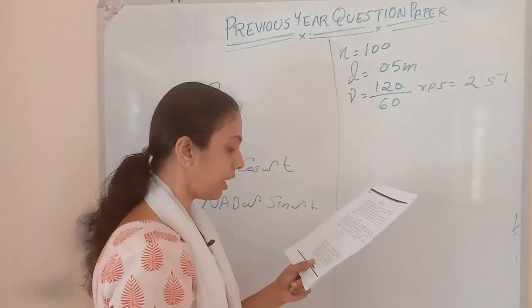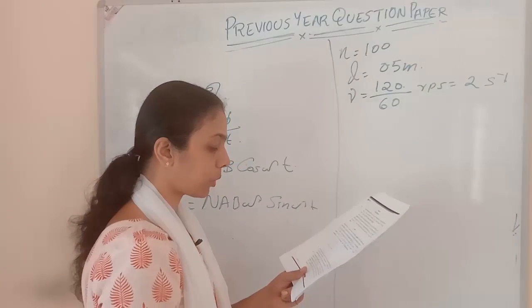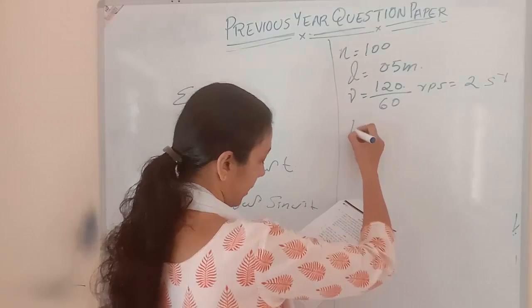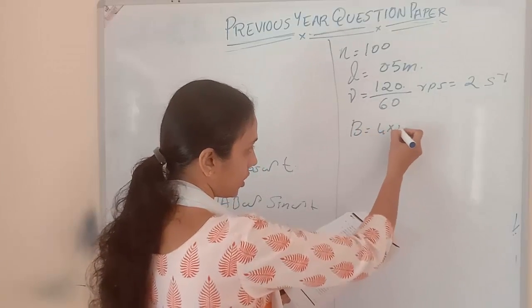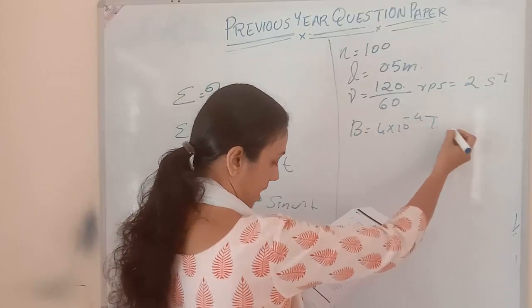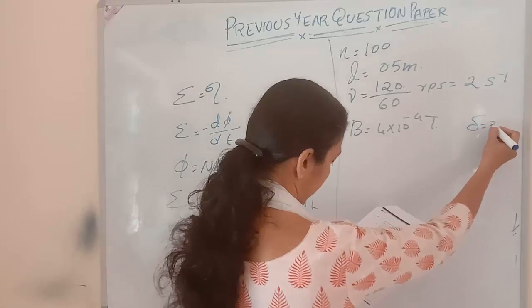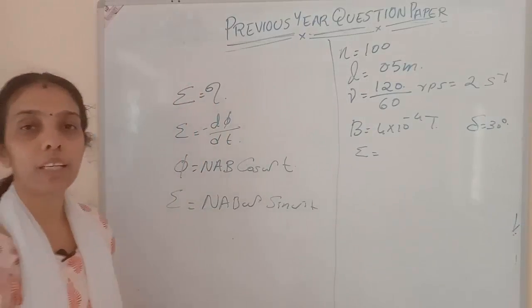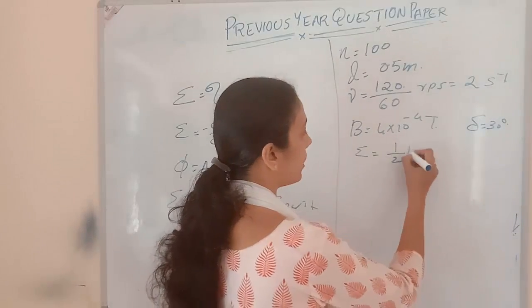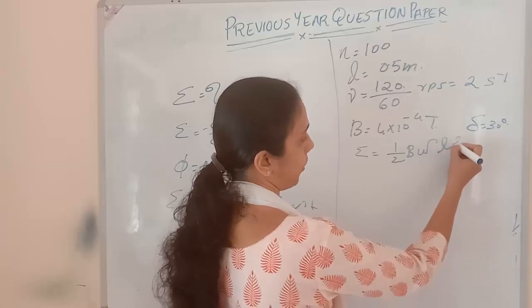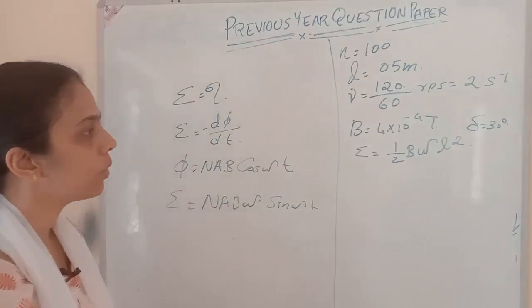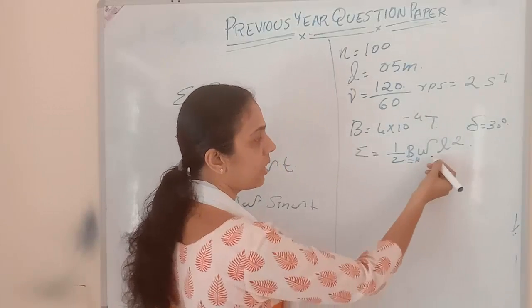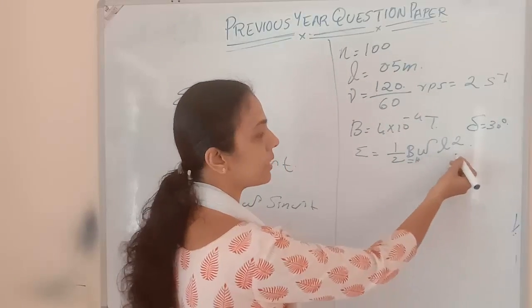Okay, then in a plane normal to the horizontal component of Earth's magnetic field, the resultant magnetic field is given as B equals 4 into 10 to the power minus 4 Tesla and angle of dip delta equals 30 degrees. We should find out the EMF. What is the formula for finding out the EMF? Half B omega L square. This is the expression. So here we don't have B, the horizontal component we should find out, and omega we don't have, L we have.